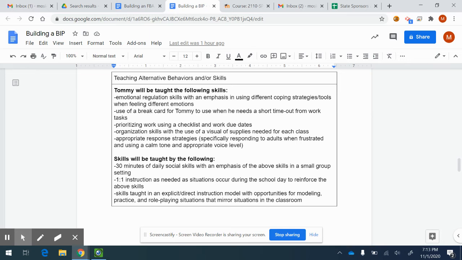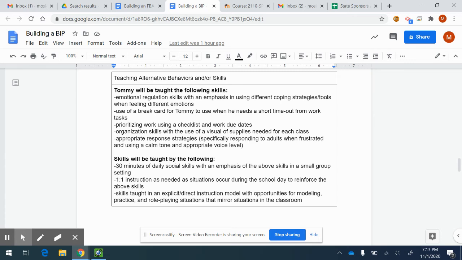The next one is prioritizing work using a checklist and work due dates. I said that's something that we were working on in our small group social skills class, looking at work, trying to figure out what's due first, what do I have time to complete, and coming up with a checklist by work due date so that he can prioritize his work and figure out what to work on first.